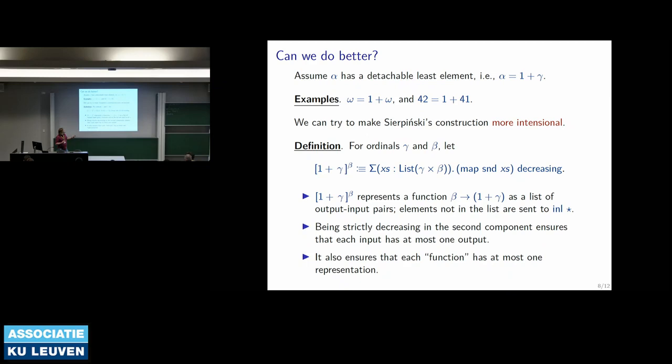We're thinking of these things as functions from beta to 1 plus gamma. So these are like input-output pairs. And if you're not in the list, then you're sent to the least element, right? And being decreasing in the second component means that every input has at most one output. And it also means that there's a unique representation, right? Because you have to be decreasing. You can't flip your things around in your list.